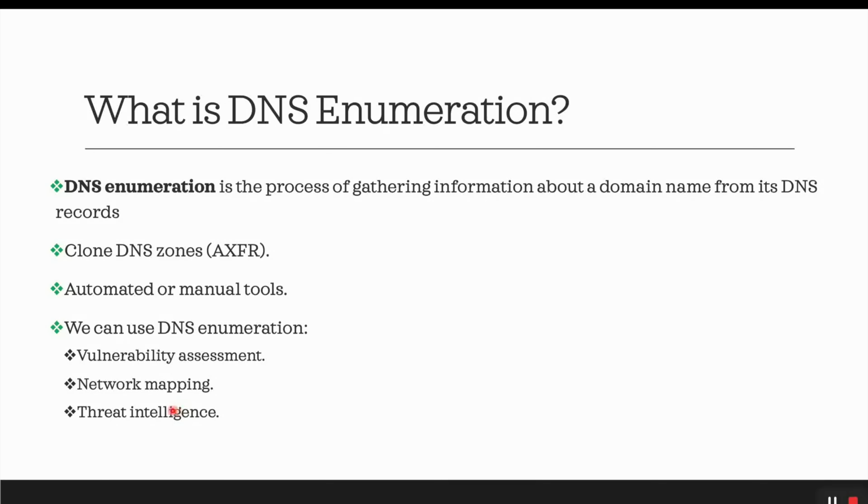Also, it can be used for network mapping, like DNS enumeration can be used to map out a network by identifying the IP addresses of hosts and the relationships between them. Finally, we have threat intelligence gathering. Doing DNS enumeration, you could gather information about a target organization, such as the names of the hosts and the services running on the network here.